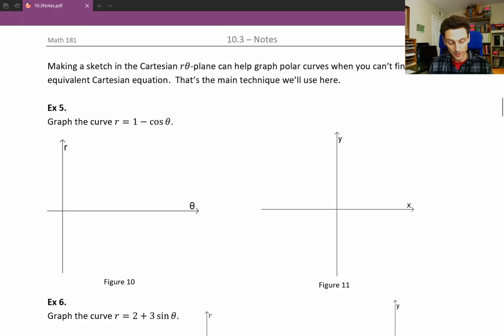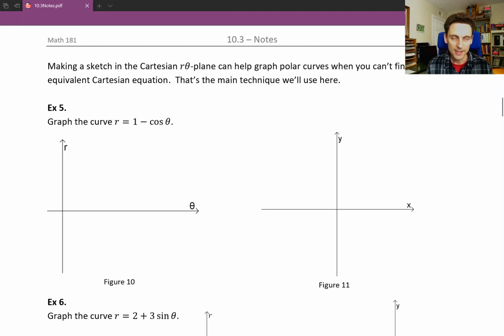And you notice that figure 10 and figure 11 are two different blank coordinate systems. One has labels r and theta, and one has labels x and y. So what we'll do is we'll first look at graphing the curve r equals 1 minus cosine theta in the r theta plane, and then we're going to use that to help us draw the graph in the xy plane.